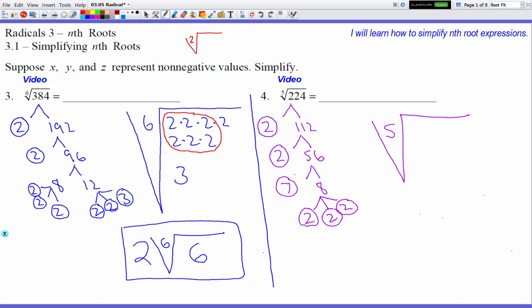All right, and let's write our numbers inside. So how many 2's do I have? I got 5 2's. 1, 2, 3, 4, 5. And I got 1 7.